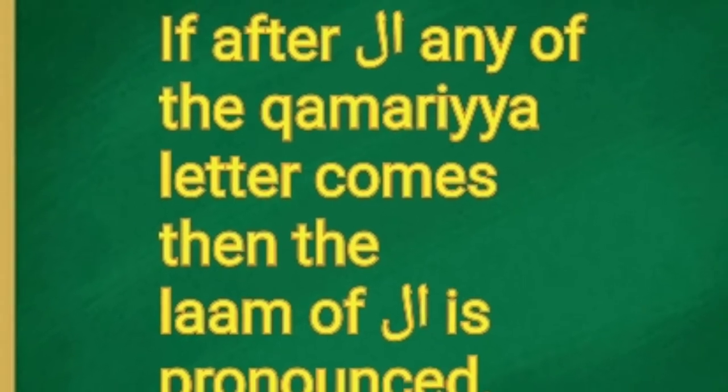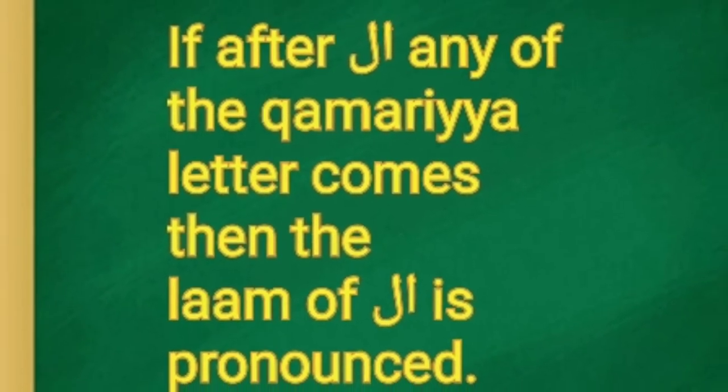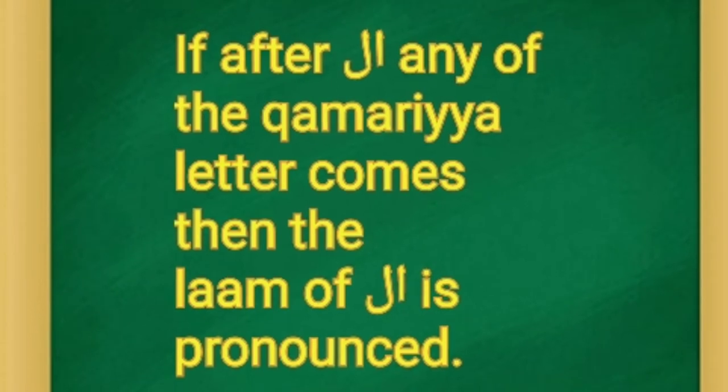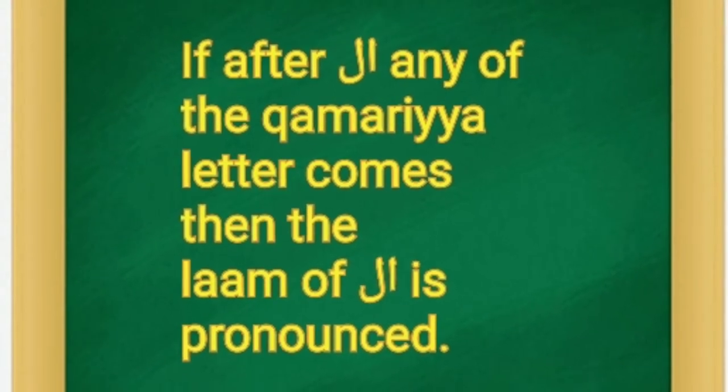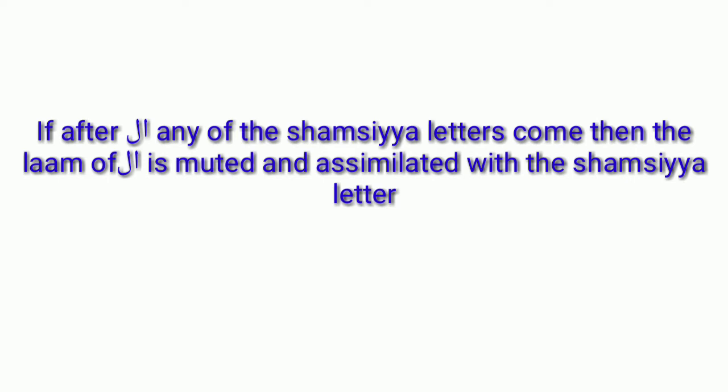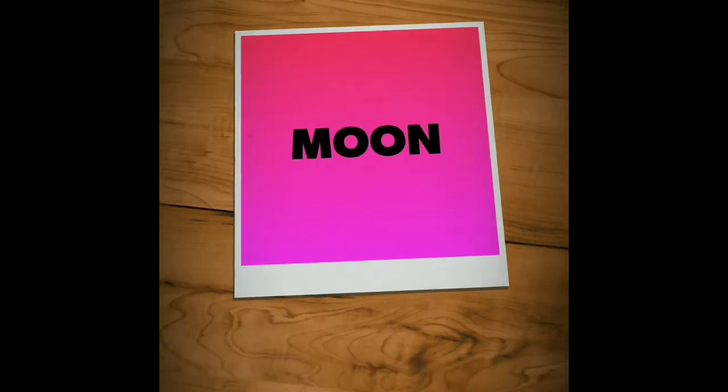If after al any of the Qamariya letters comes, then the lam of al is pronounced. I will give you examples in the later part of the lesson. And if after al any of the Shamsiya letters comes, then the lam of al is muted and assimilated with the Shamsiya letter. About the lesson in detail: al-Qamariya letters, which are the moon letters.